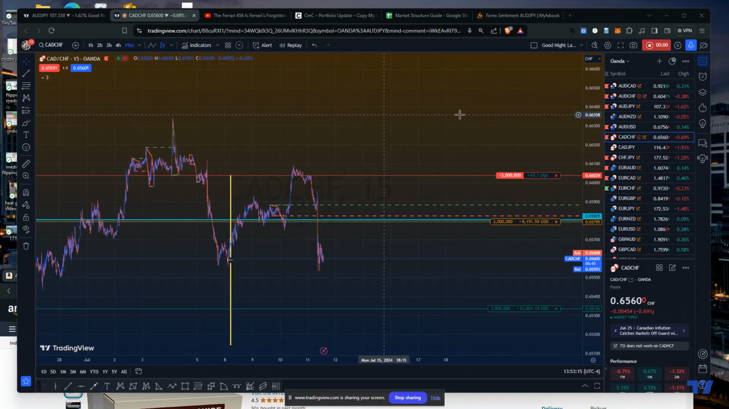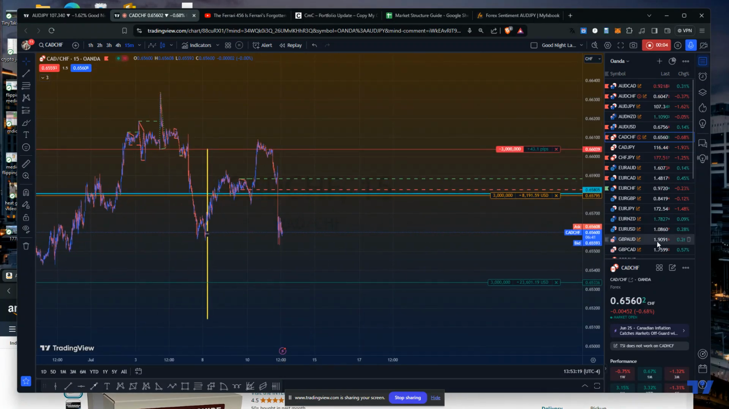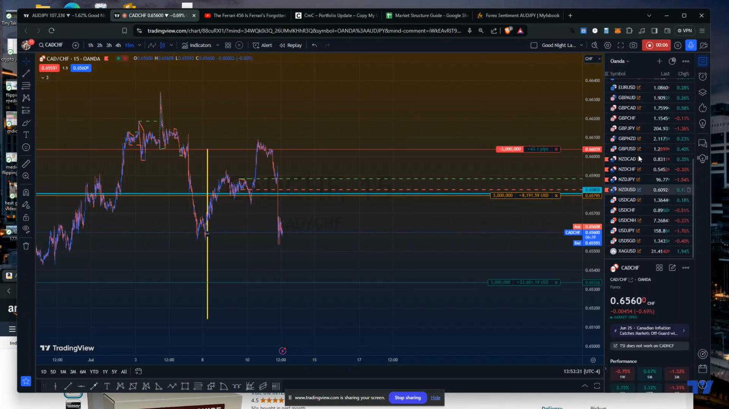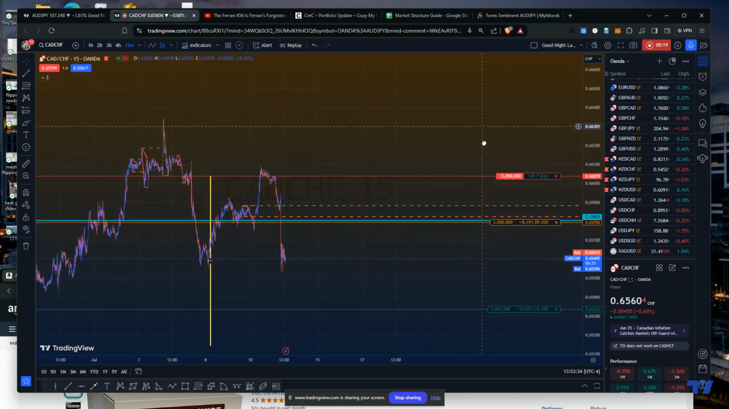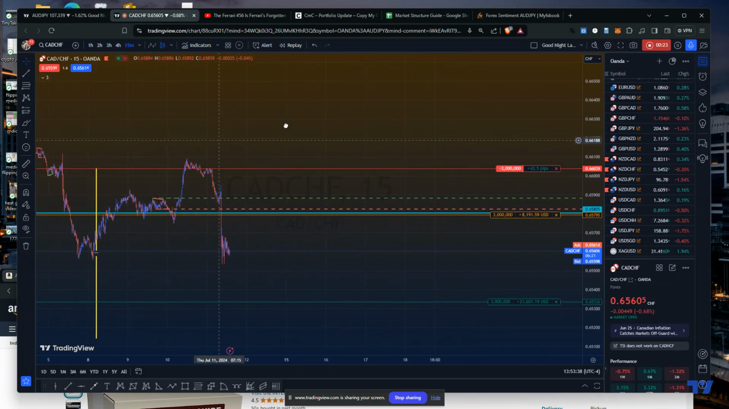There, CADCHF. I also called the spike for USDCNH. I said it was spiked down. If you watch the video, you can take a look at the video there. This is the market structure account that's basically using market structure, just a basic demonstration of how it goes.